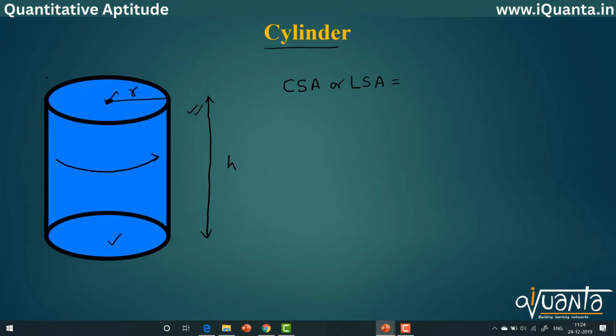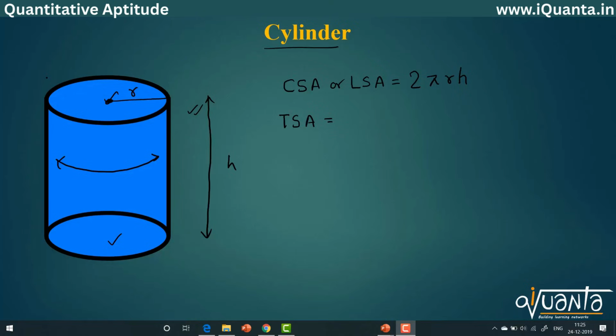That means this whole surface. We'll exclude the plane bases from here. So for that the formula is 2 pi r into h. Another important formula is total surface area, which I'm writing as TSA. Total surface area, that means we'll include the bases as well as the curved surface area. That means we'll include the whole area.